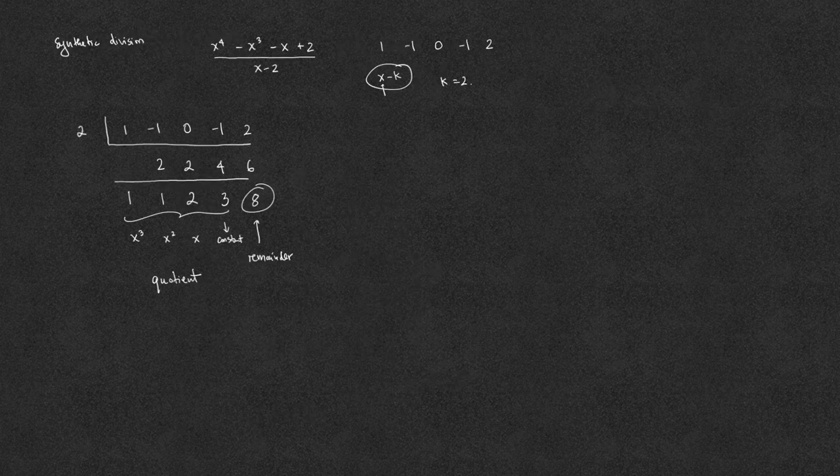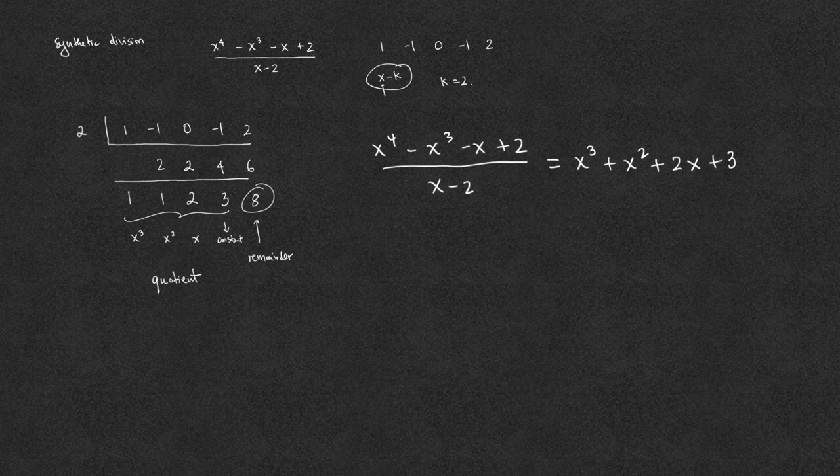Putting this together, we write x to the fourth minus x cubed minus x plus 2 over x minus 2 equals the quotient 1x cubed plus 1x squared plus 2x plus 3. Plus, to write the remainder, we write 8 over the divisor.